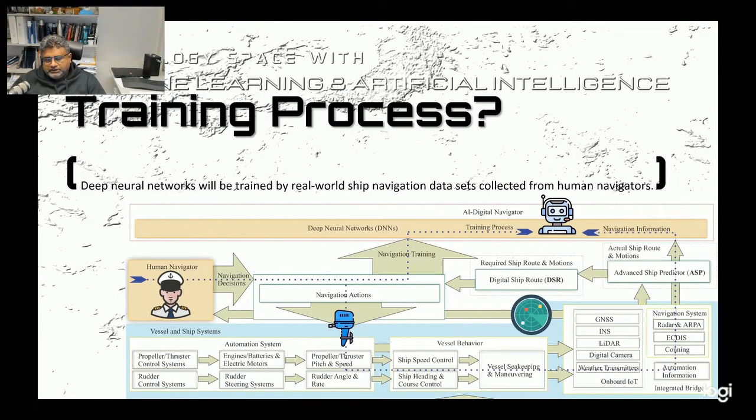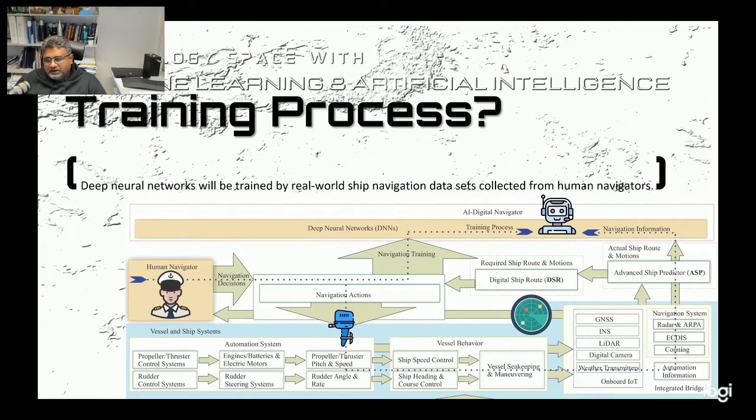So let's talk about the training process of the digital navigator. Initially these conventional vessels will be navigated by human navigators. During that process, we would collect human navigator behavior from one end, and on the other end we would collect the navigation information of the vessel. This navigation information would come from the integrated systems. When you have this navigation information and the human navigator behavior, those real world ship navigation data sets will be utilized to train deep neural networks. That process is called a training process.